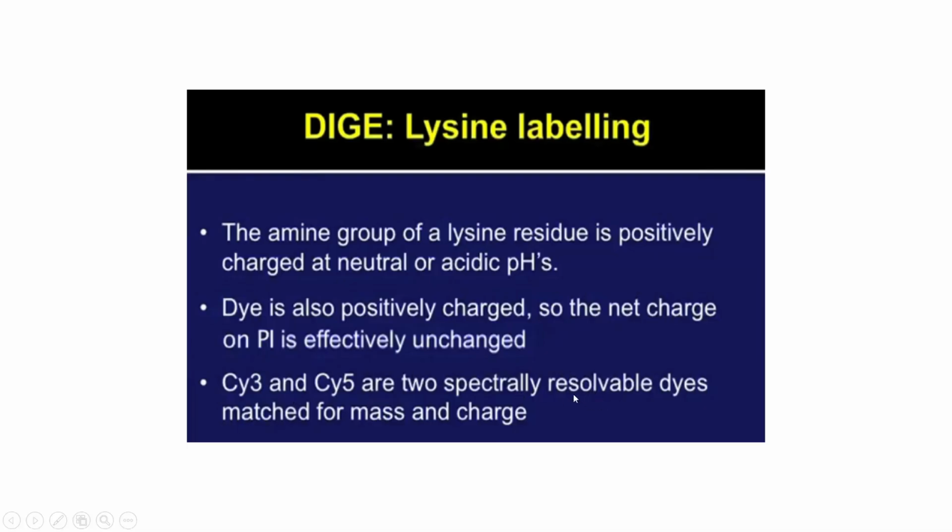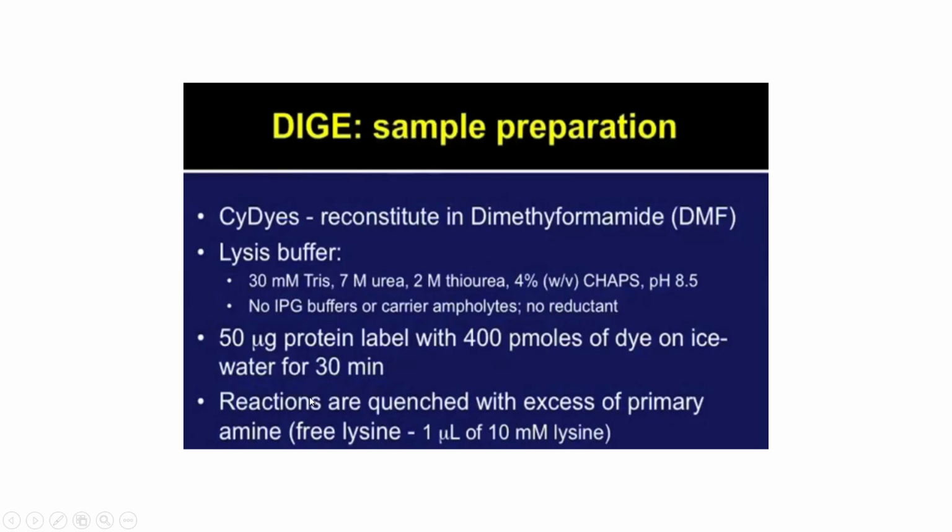And these two are separately resolvable dyes for mass to charge ratio. Generally these two are used for labeling the samples, and the Cy2 is generally used for labeling the control. In terms of sample preparation, these dyes are first dissolved in DMF, and then they are used for labeling a protein. We have already covered how exactly the buffers are used, and this much amount of protein can be labeled using these specific dyes.